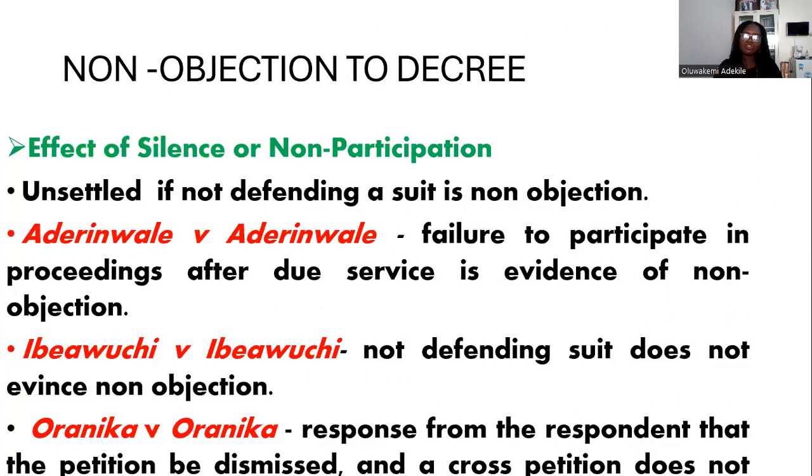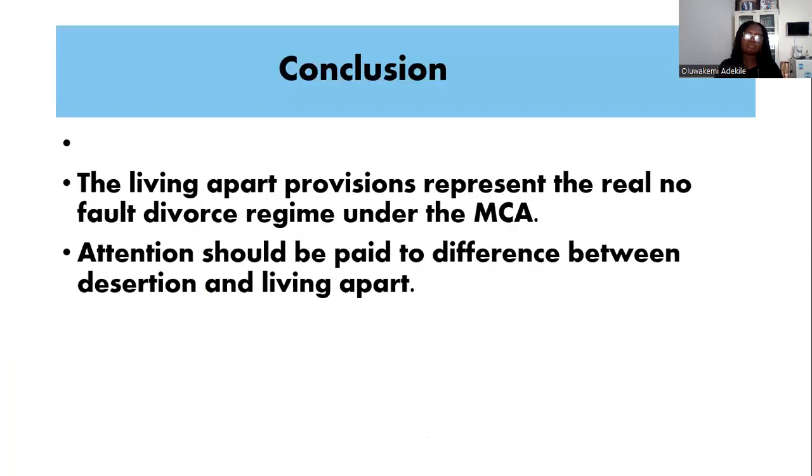There are issues about other forms of non-objection, when the person does not show up at all, when the person does not defend the suit, whether that constitutes non-objection. There have been different perspectives to this. Some courts have held that, look, non-appearance is evidence of non-objection because you have a right to come and defend your cause. There are concerns that sometimes non-appearance may not be deliberate, and so it should not be construed as non-objection. Be that as it may, we may conclude that under section 15(2)(e) and (f), the living apart provisions allow the court to grant divorce that we can call no-fault divorce.